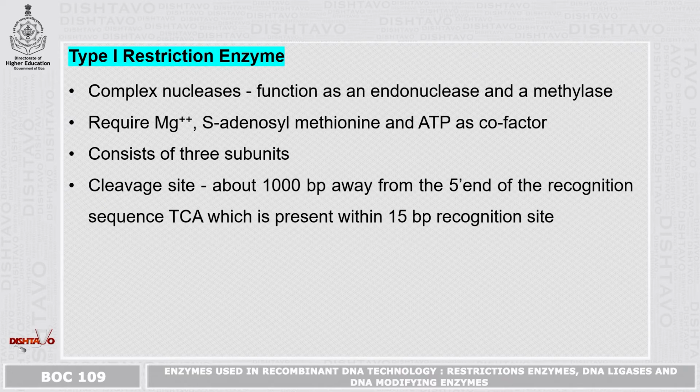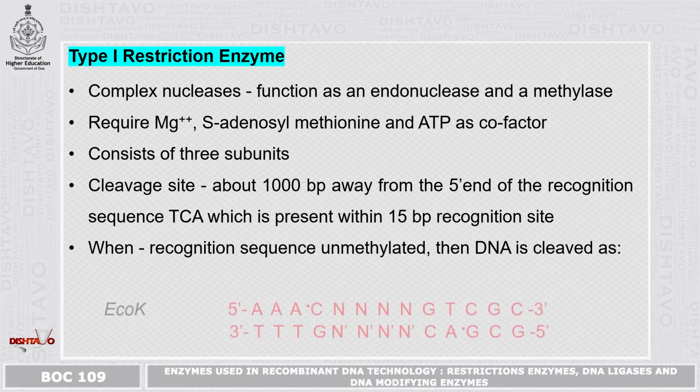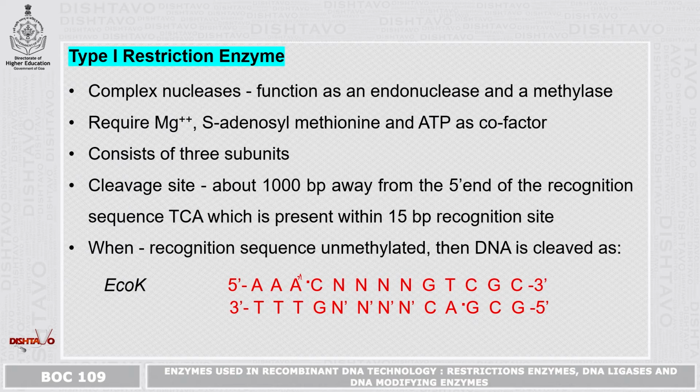The cleavage site is about 1000 base pair away from the 5' end of the recognition sequence TCA, which is present within a 15 base pair recognition site. When the recognition sequence is unmethylated, then DNA is cleaved as shown in this diagram. EcoK is an example of type 1 restriction enzyme. Here A shows methylation at adenine end, N is unspecified base, and N' is complementary base to N.